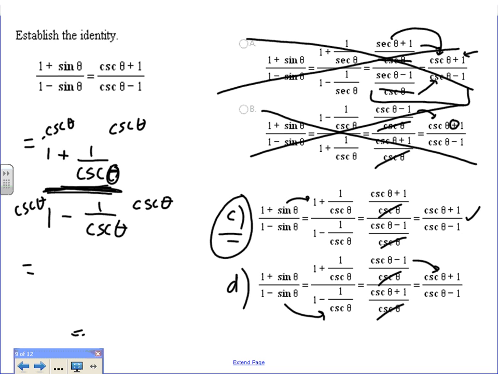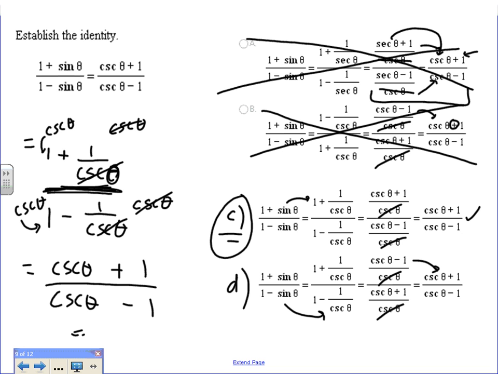So now cosecant times 1 would just be cosecant. And then these cosecants would cancel out, so that would just leave me with 1. The same thing happens on the bottom. Cosecant times 1 is cosecant, and then these cosecants cancel out, and that's minus 1. So I get what I'm supposed to, cosecant theta plus 1 over cosecant theta minus 1.